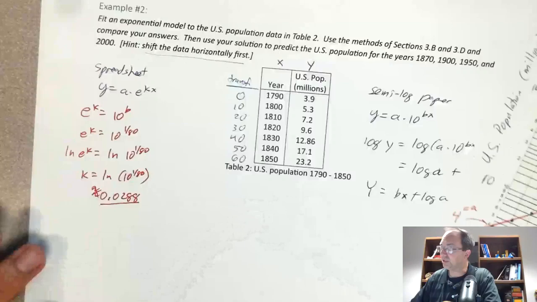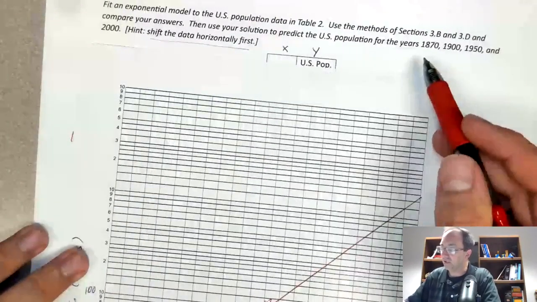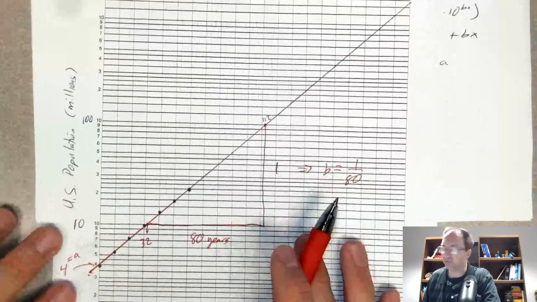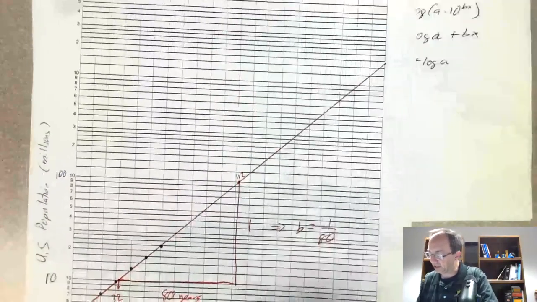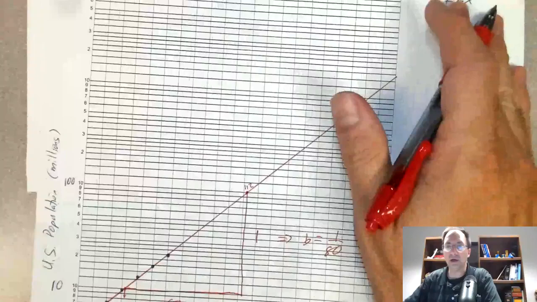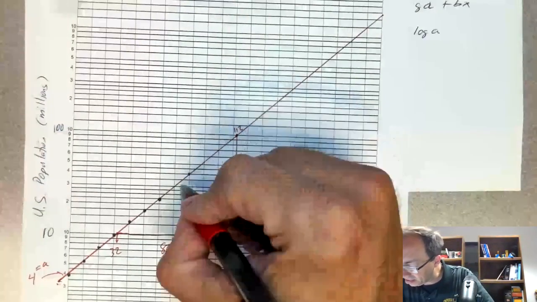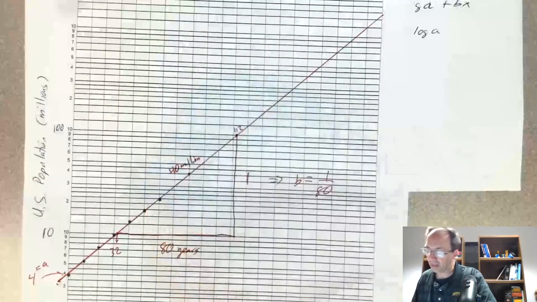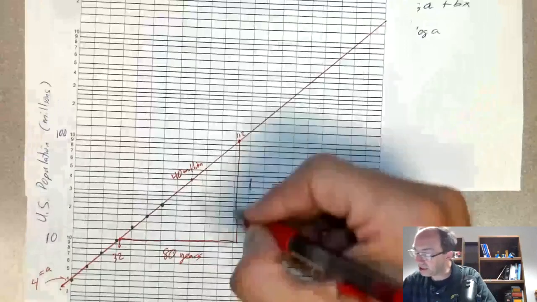So before we try this on a spreadsheet, notice we can answer some of the questions using the log paper. First of all, is it a good fit? I would say yes. Exponential is a great fit for the US for those 60 years. If we wanted to look for 1870, 1870 would be 80 years later. So 80 years would be somewhere around here. So it looks like that's about 40 million. 1900 would be 110 years. So 110 is up here.